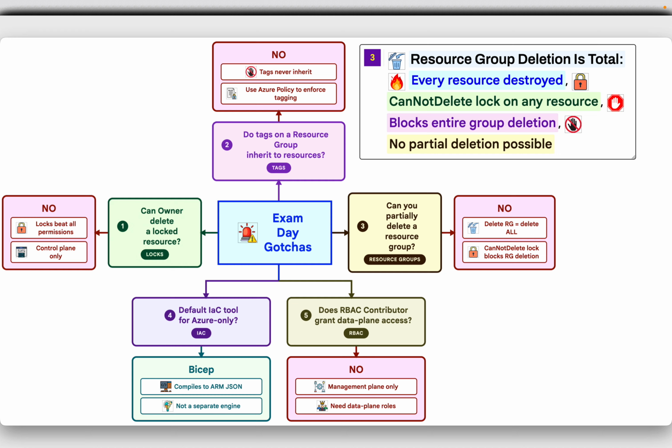Third, deleting a resource group is total. Every resource inside is destroyed. A cannot delete lock on a single resource in the group also blocks the entire group deletion because Azure cannot partially delete a resource group.